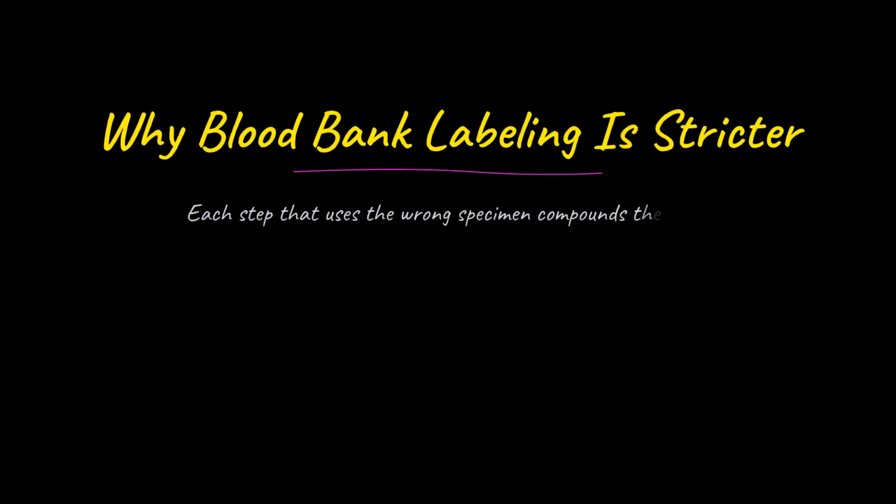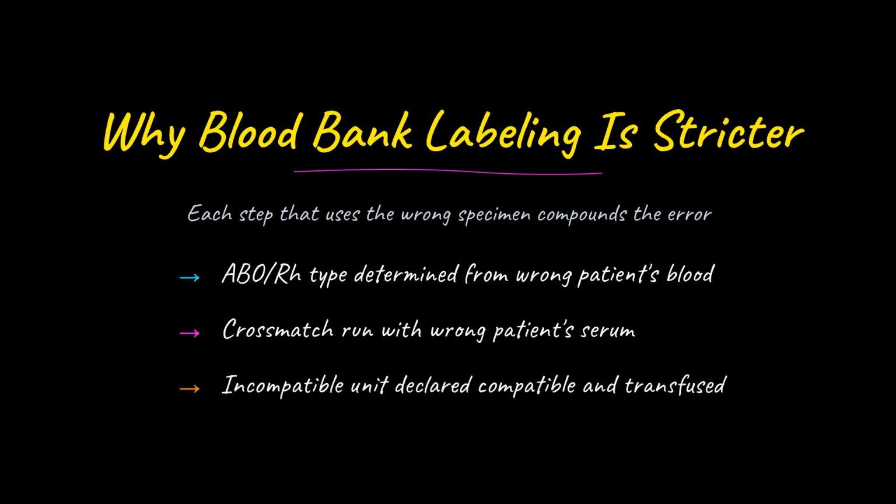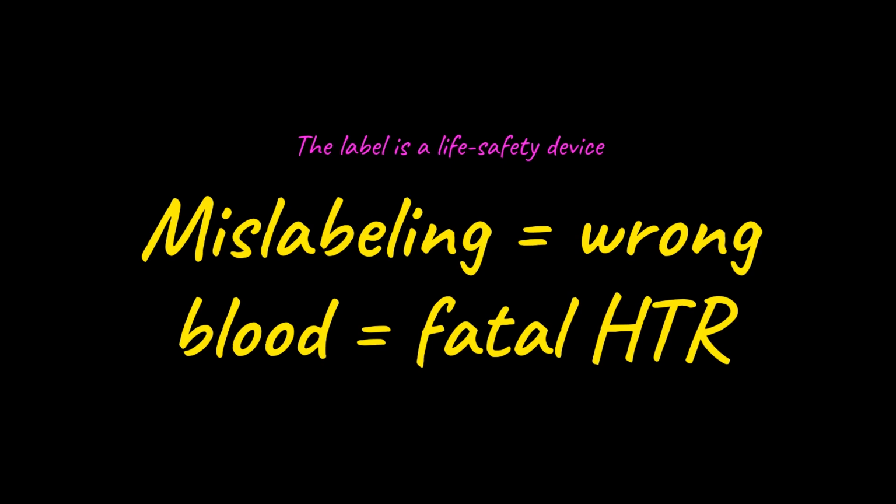If the specimen belongs to the wrong patient, every downstream test is corrupted. The type is wrong. The cross-match uses the wrong serum, and an incompatible unit is cleared for transfusion, each step amplifying the original labeling error. This is why blood bank labeling requirements, bedside labeling, armband verification, secondary barcodes exceed routine standards. No single safeguard is considered enough protection against a consequence this immediate and this severe.